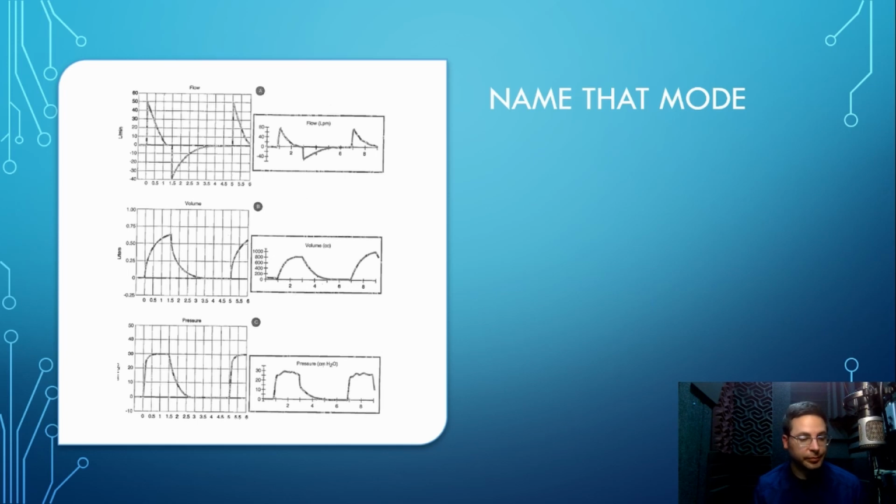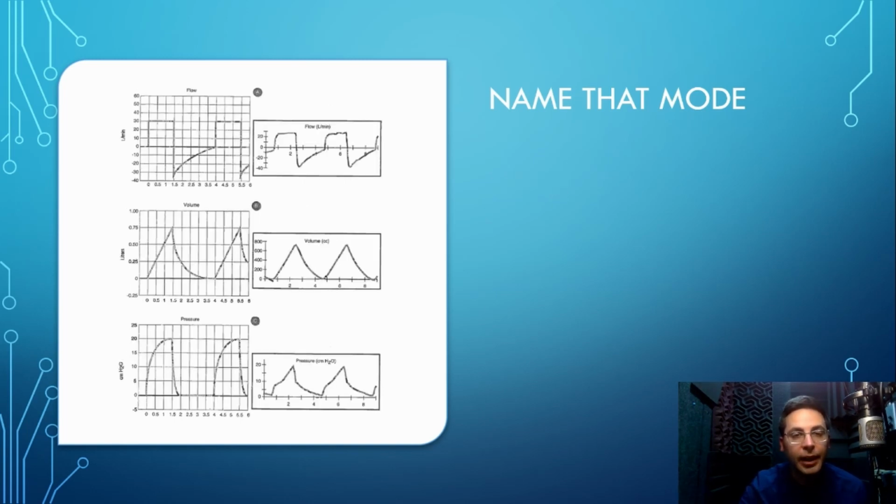All right, next mode. Okay, so what we have here is a look at our flow waveform. It is a decelerating flow waveform. Everything looks normal there. Our volume waveform shows our very typical increase and decrease back to baseline here. And the pressure waveform, the thing that sticks out is that this is a square pressure waveform. So what do we have when we have a decelerating inspiratory flow pattern and a square pressure waveform? That can only be pressure control, assist control.